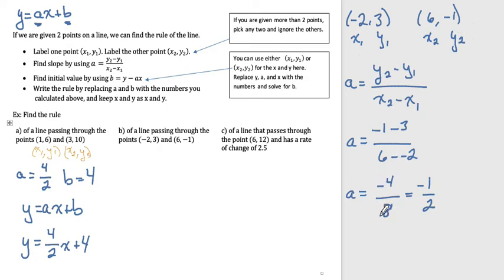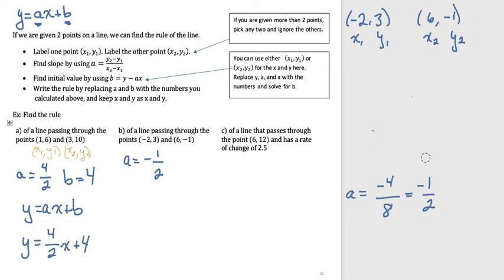You could also just leave it as -4 over 8. I'm going to write it as -1 over 2, but your answer will turn out to be exactly the same, regardless of how you write it. So we know our A. Let's find our B. So remember, B equals y minus ax. So we have b equals y minus ax. We can pick either point for our x's and y's. Let's use the ones. Let's use this first one.